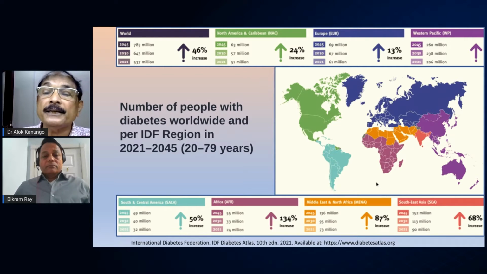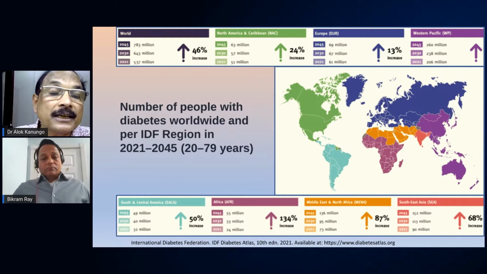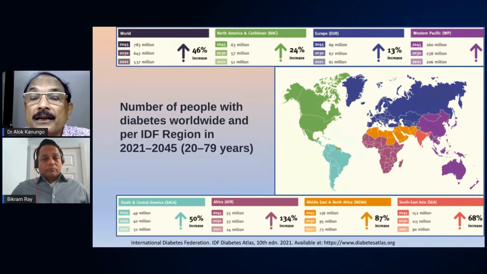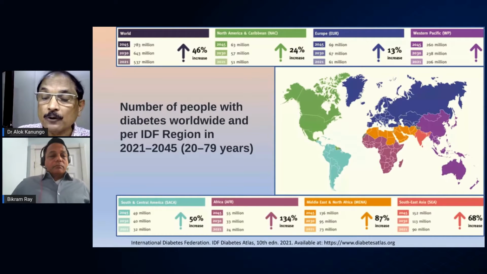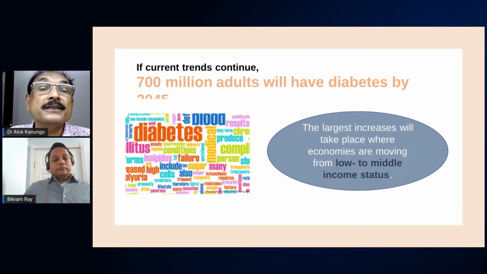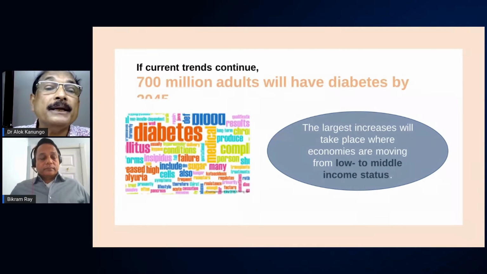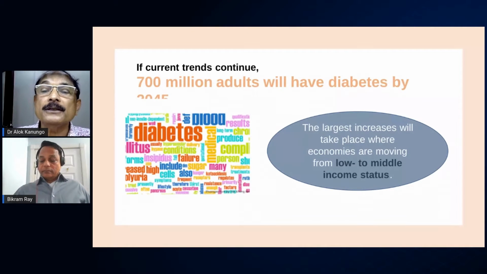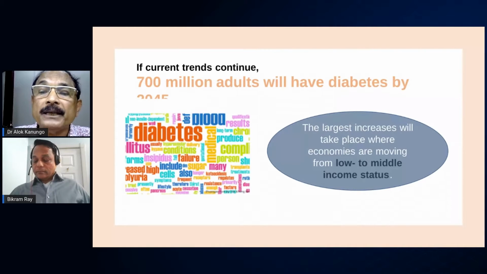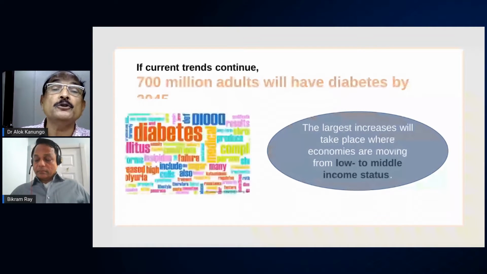The IDF has divided the world into different regions like South and Central America, Africa, Middle East and North Africa, and Southeast Asia. The numbers are going to be very high in Southeast Asia. If the current trends continue, 700 million adults will have diabetes by 2045. The largest increase will take place where economies are moving from low to middle income status. This is a very important point to note.